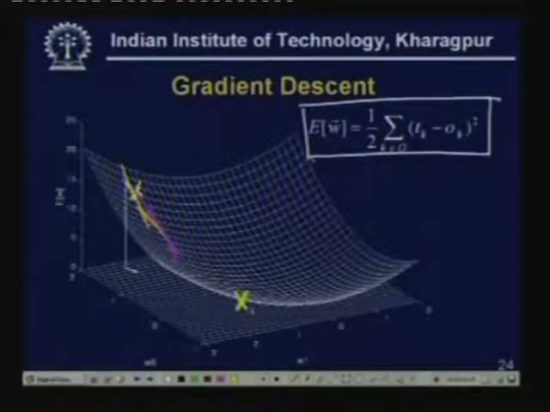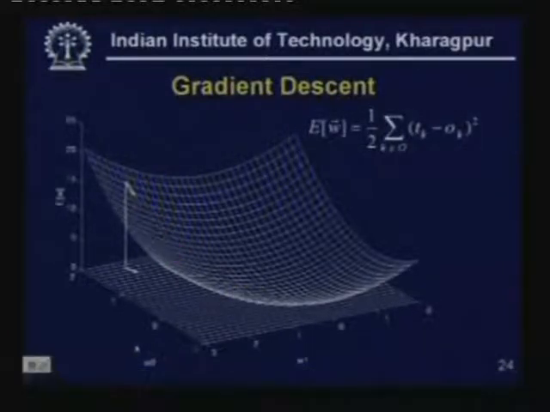and finally we might be able to reach the global minimum, because in this case, for this surface, because it is a parabolic surface, there is only one minima which we can reach.